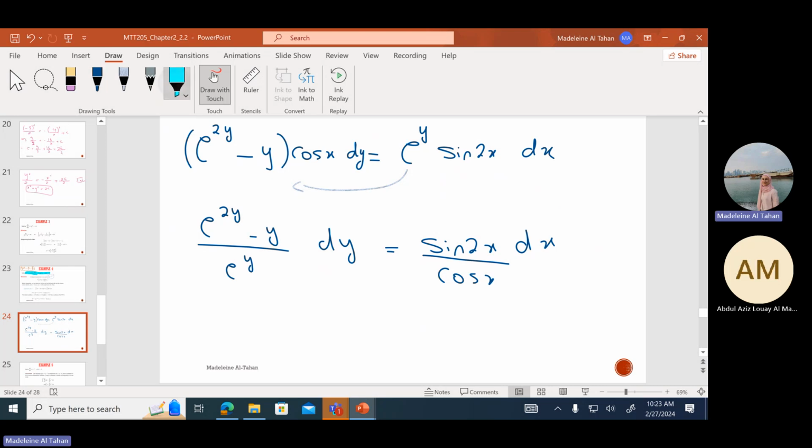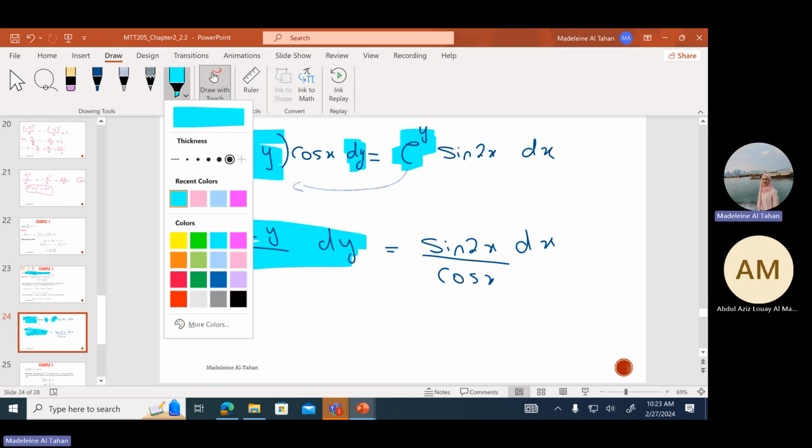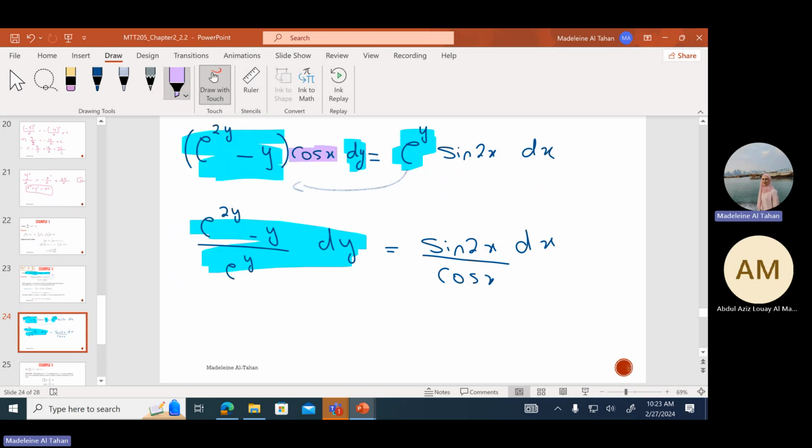So the y terms, I will put them in blue, all of them basically on one side. And the x terms, I will put them in purple, all of them also on the other side. All of us were able to do this step? Yes. Okay.